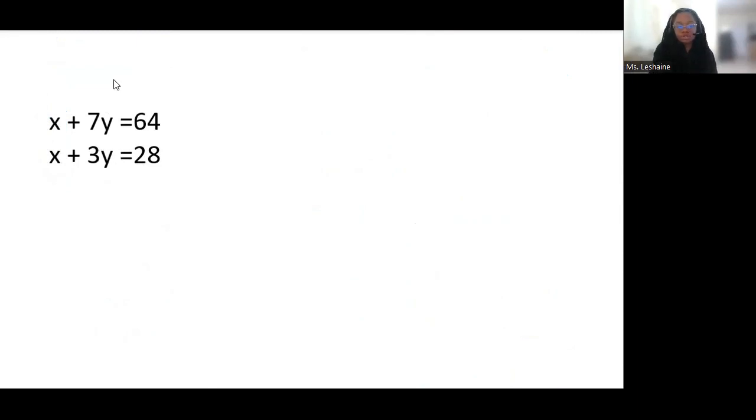So what I'm going to do is subtract the equations. And I'm subtracting the entire thing. x minus x zeroes out. So I have no need to write it there. 7y minus 3y gives me a 4y.